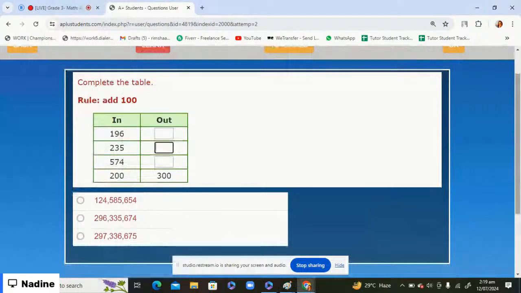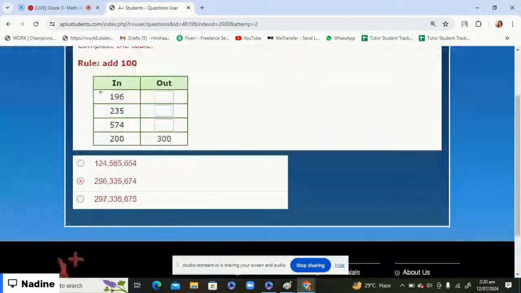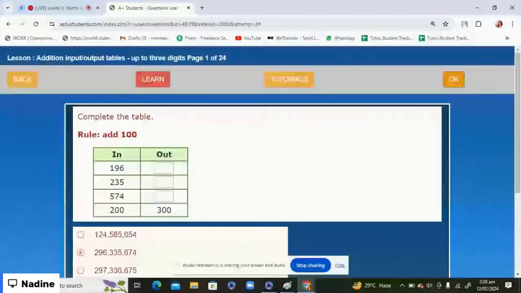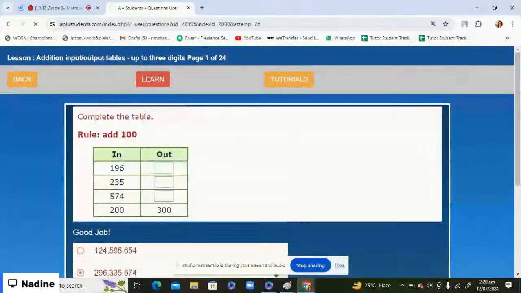So what option? One said it's option 2. Everyone tell me the options, the answers. Do it fast. Everyone has the same answer, option 2? Everyone agree on this one? Okay, so let's go with this option: 296, 335, 674, and here is the right answer. Very well done everyone.